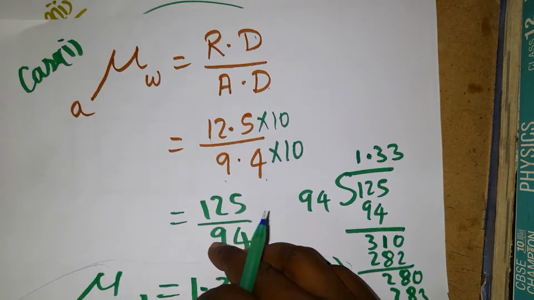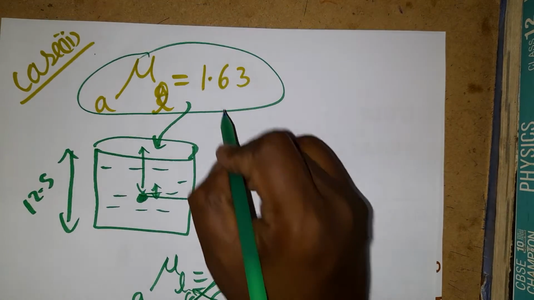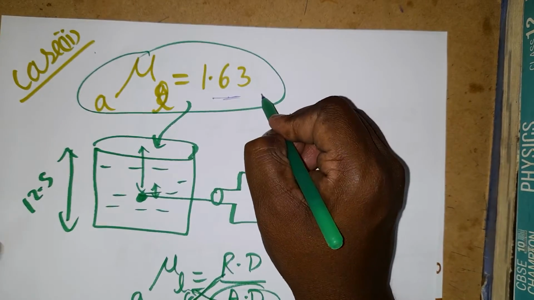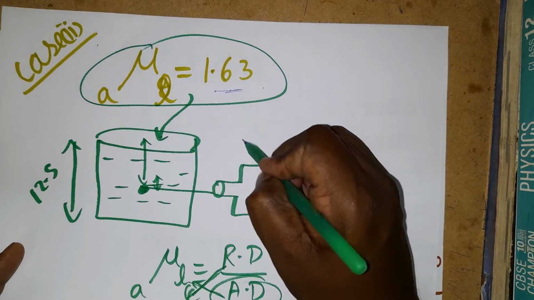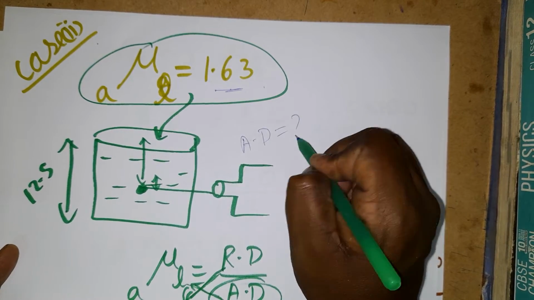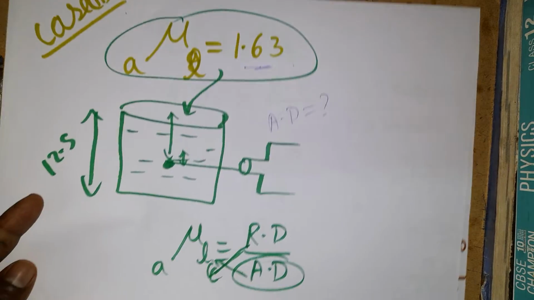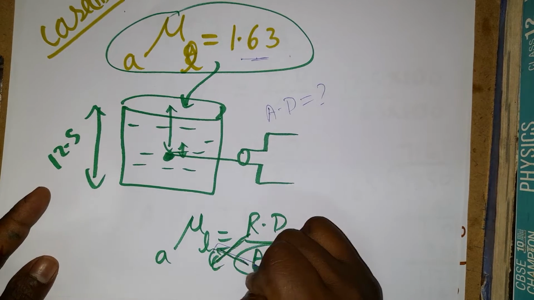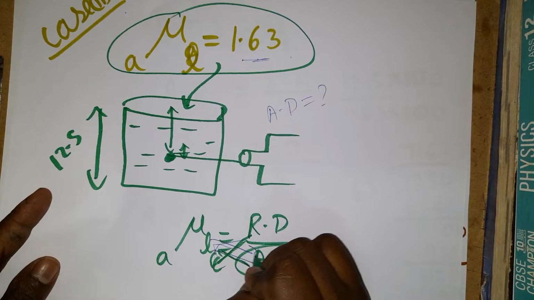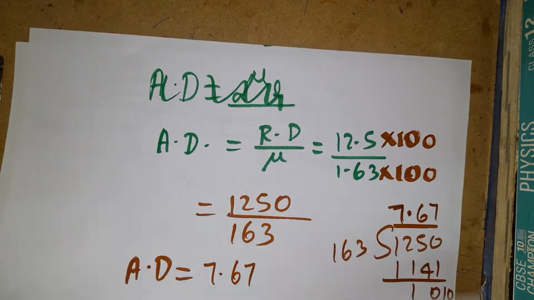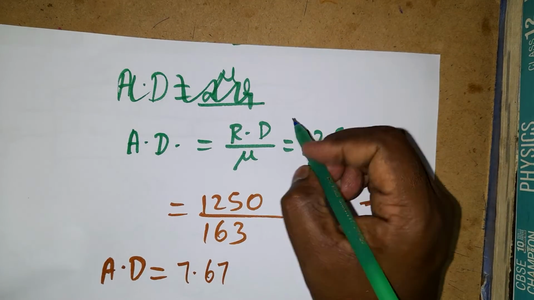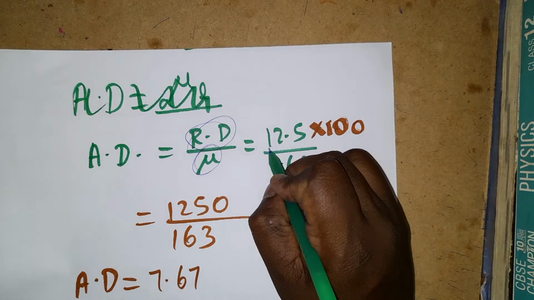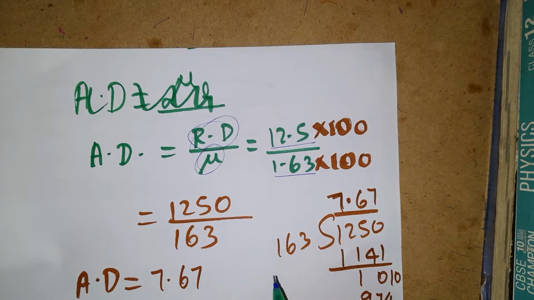Next, in the second case, a different liquid is used, with refractive index 1.63. Now what is the apparent depth? The apparent depth for this second case is the question mark. Apparent depth is equal to real depth by refractive index, just a cross multiplication. You can take this side and that side. So apparent depth is real depth by refractive index, 12.5 by 1.63.